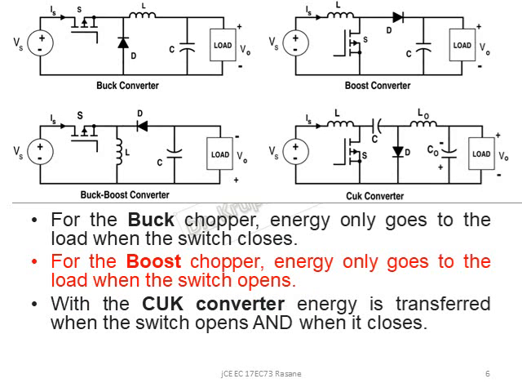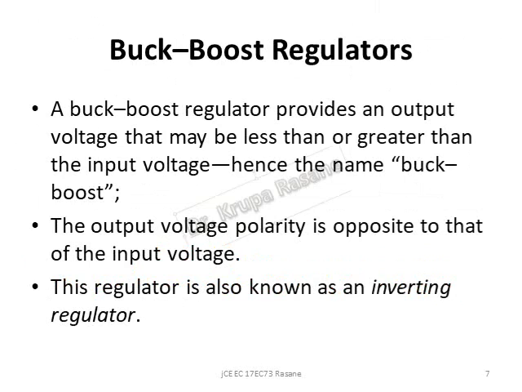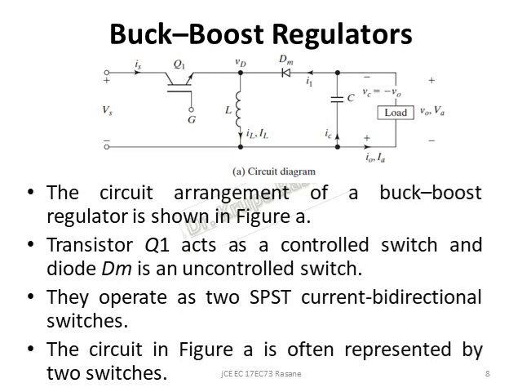So the buck boost regulator provides an output voltage that is less than or greater than the input voltage, hence the name buck boost. So it has output both less and greater than the input voltage. The output voltage polarity is opposite to that of the input. This is to be noted. The output voltage polarity will be opposite to that of the input voltage. This regulator is also known as the inverting regulator because of that.